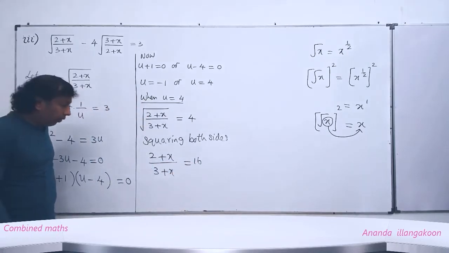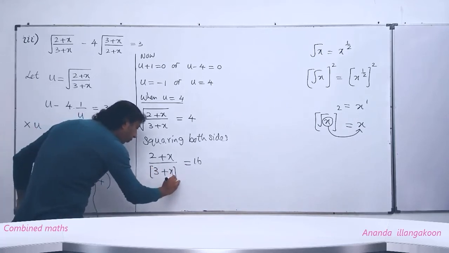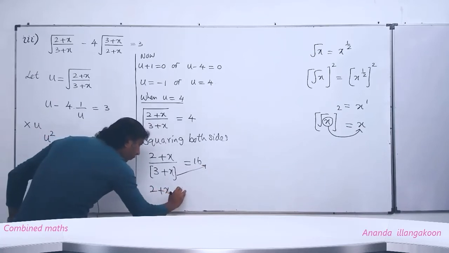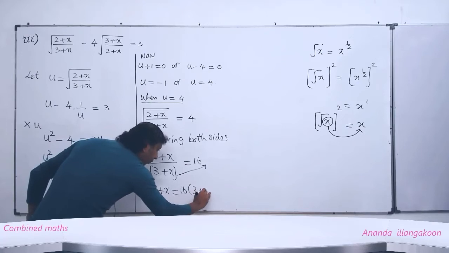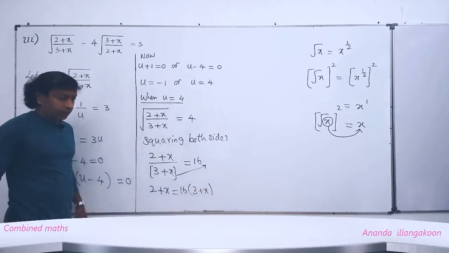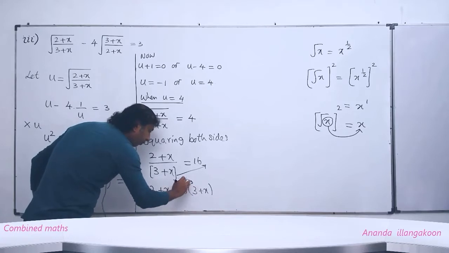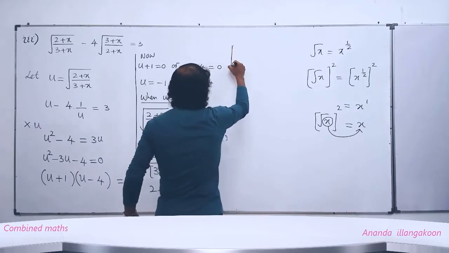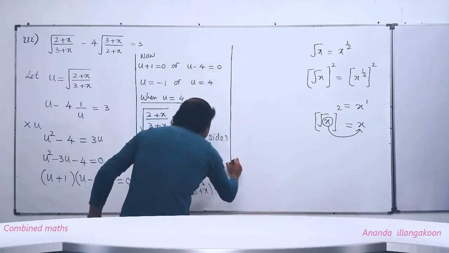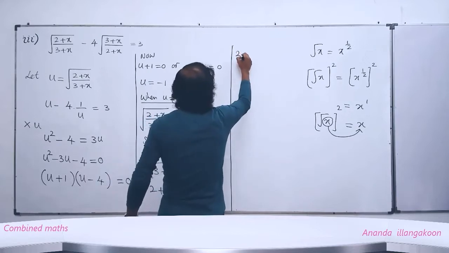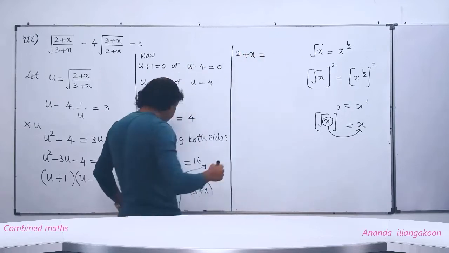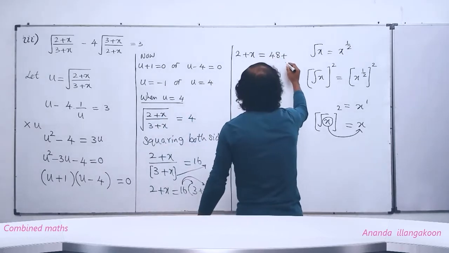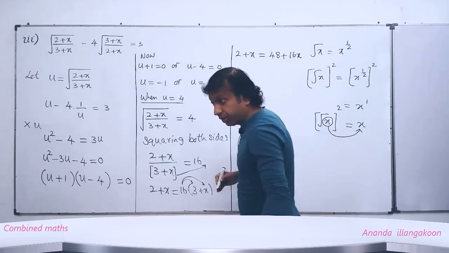Okay. Now here, by this 3 plus x, we use cross multiplication. Then what do you get? 2 plus x is equal to 16 times 3 plus x. Okay. Now remove the bracket by multiplying this 16. We get 2 plus x equals 48 plus, people, 16x.